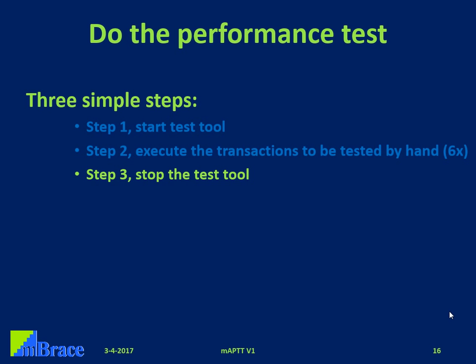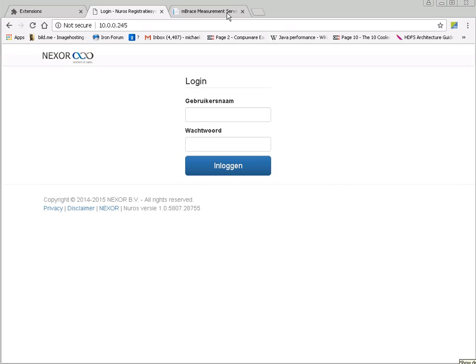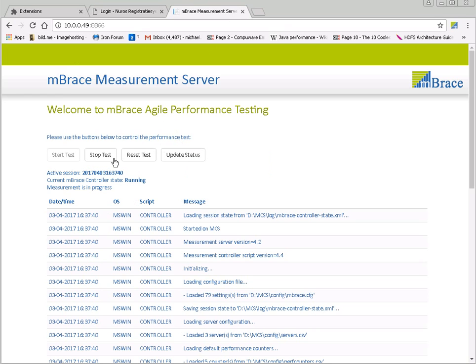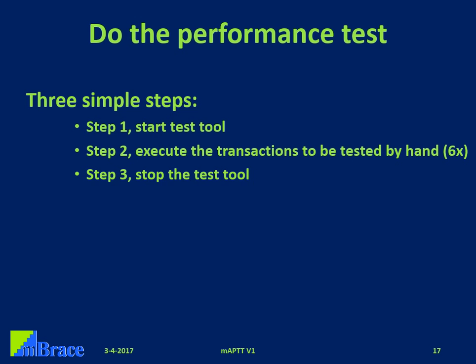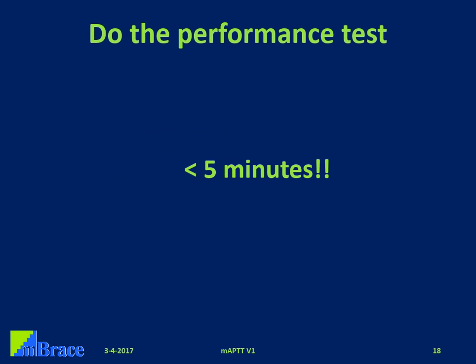Step 3. Stop the tool and conclude the performance test. There we go. Five minutes is all it takes to do this performance test on a sprint with 4 transactions, but we have to keep in mind that judging the results, which is the next step, takes a couple of minutes more.